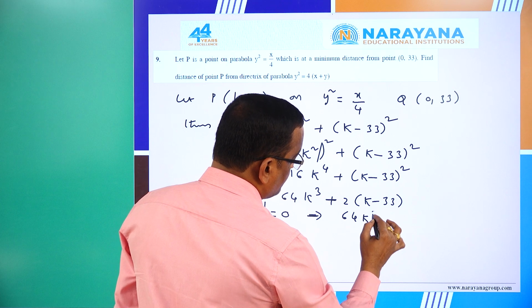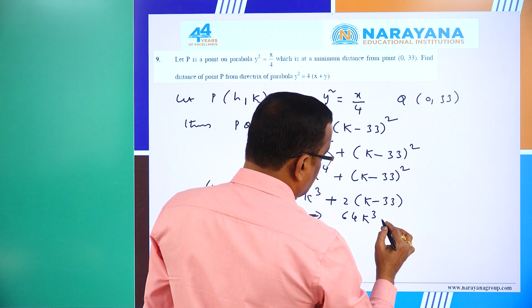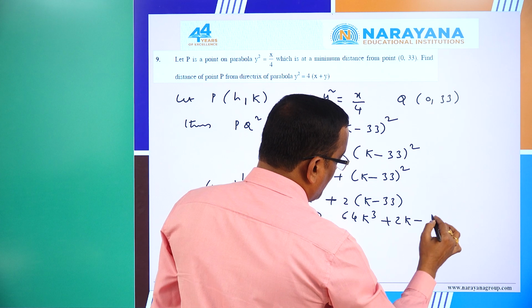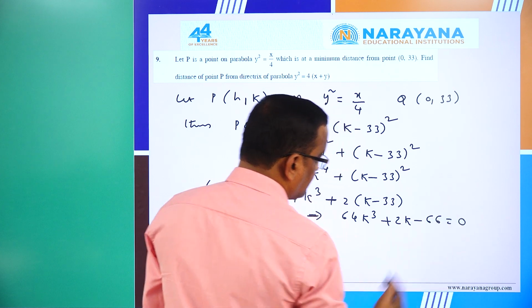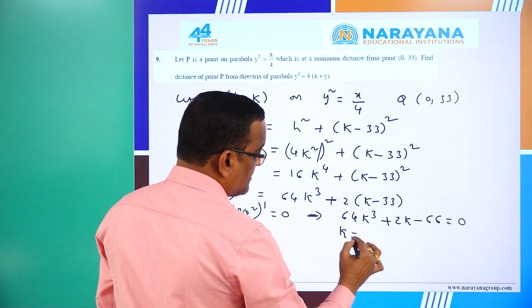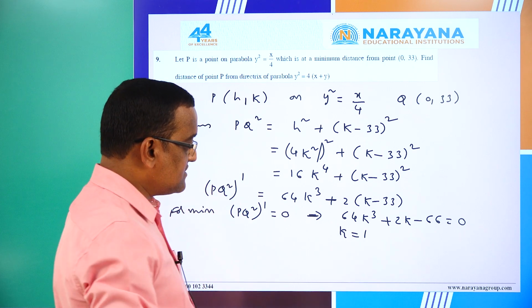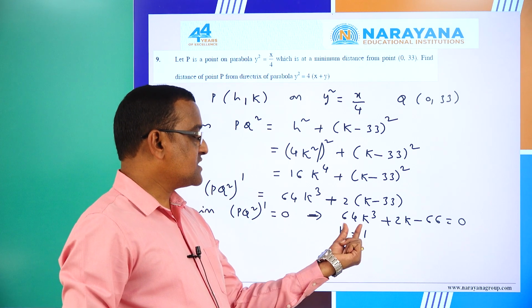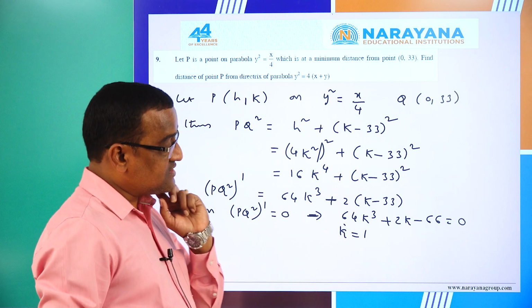64k cube plus 2k minus 660. By inspection, k equal to 1 satisfies this. When k is 1, this is 64 plus 2, 66, minus 660.